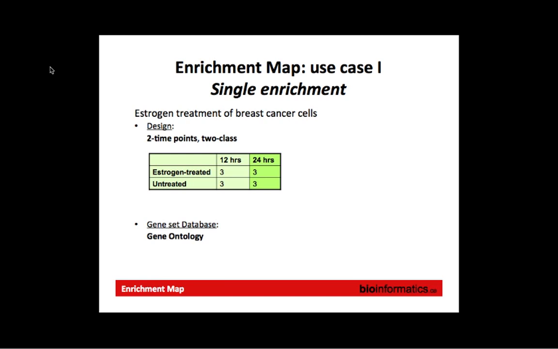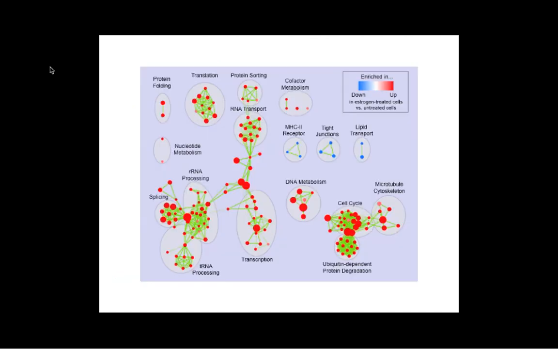The estrogen-treated gene expression data was compared to control, and p-values were calculated that correspond to the strength or significance of differential expression at the two time points. So we have two gene expression ranked lists. I'll focus on the 24-hour one, just one time point. We ran this through GSEA and loaded the results into the Enrichment Map software, which is a Cytoscape plugin that we'll play with during the lab. And you get something like this.